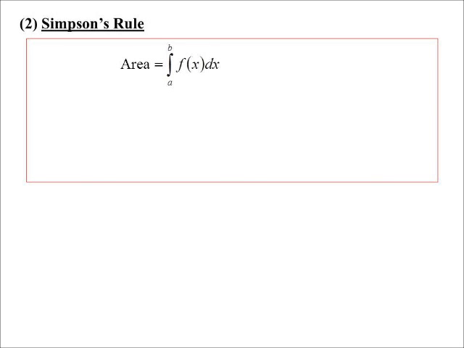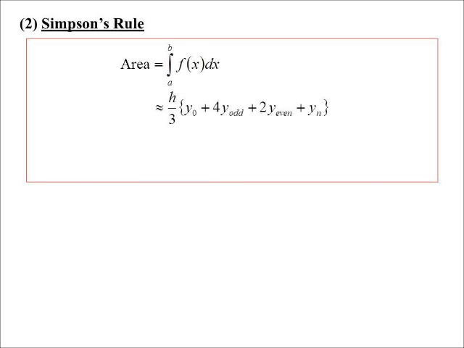There's another way, which actually is more efficient, and that's Simpson's rule. And what Simpson's rule does, it actually estimates the area using parabolas. So it's estimating the area under a curve with a curve. So we get a much better estimate. So again, the exact area would be from a to b of function x.